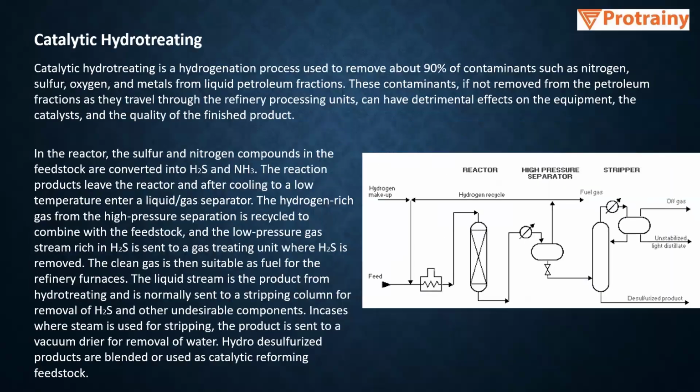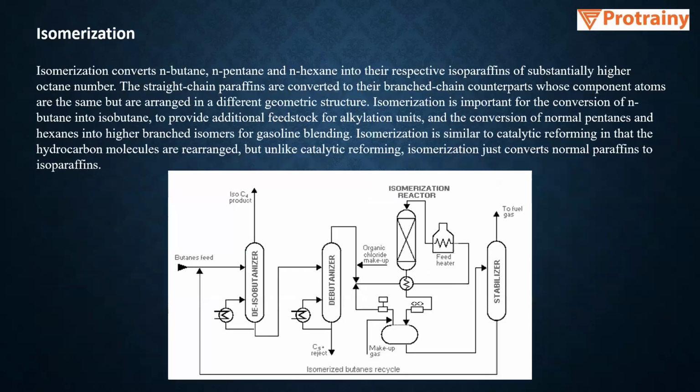Then catalytic hydrotreating, in a similar way, using catalyst and adding hydrogen. This is also done to remove hydrogen sulfide, that is the sulfur and nitrogen impurities, from the feedstock. Isomerization helps develop isomers of the same item, like butane, pentane, and hexane, and those isomers have a very high octane number.